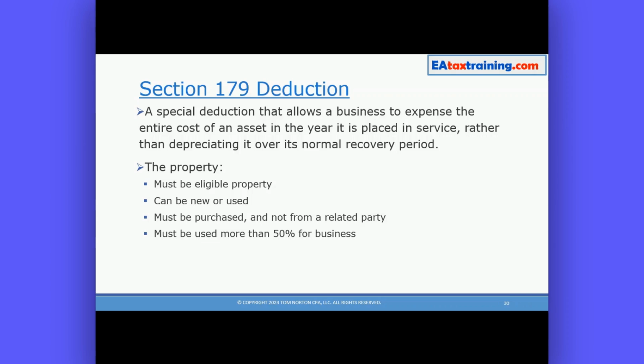And it must be used more than 50% for business. So it doesn't have to be used 100% for business, but it has to be used more than 50% for business. And of course, you only get to deduct the business portion. So if you have an asset that's used 60% for business, 40% for personal, you only get to deduct 60% of the cost of the asset, not the whole 100%.